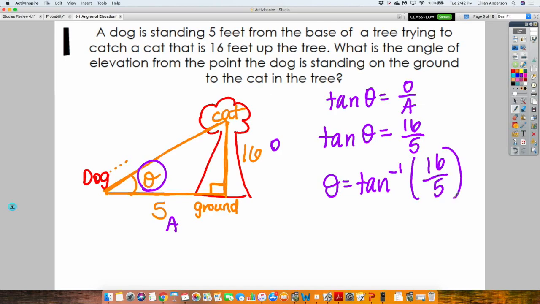Remember, in these calculators, you do 16 divided by 5, second tangent. What's your answer? 72.6 degrees. That is the angle of elevation. Remember, it comes from a horizontal line to the line of sight, in this case of the dog looking to the cat. We label everything. Good? If we're not, you need to say something. Label those sides.